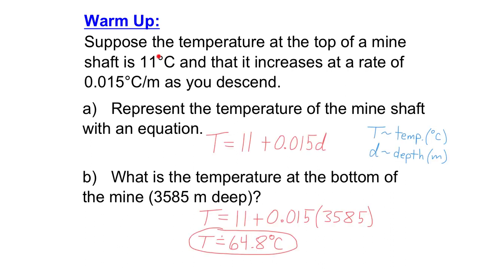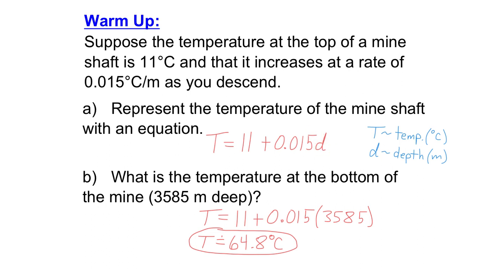So the temperature starts at 11 degrees Celsius and gets this much warmer every meter. So if we use T to represent temperature in degrees Celsius and D to represent depth in meters, we end up with this equation to model the temperature. It starts at 11 degrees Celsius and increases 0.015 degrees Celsius for every meter of depth.